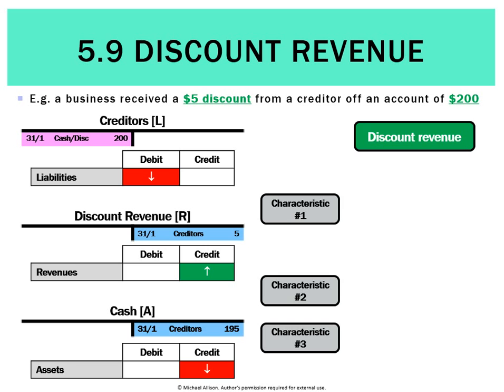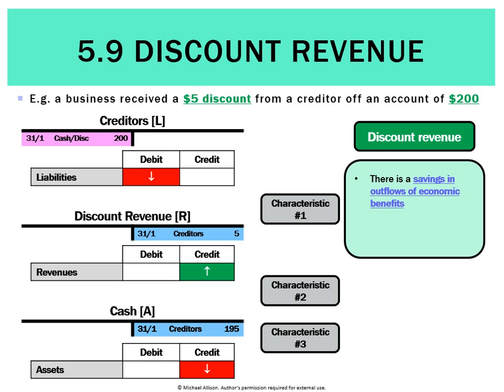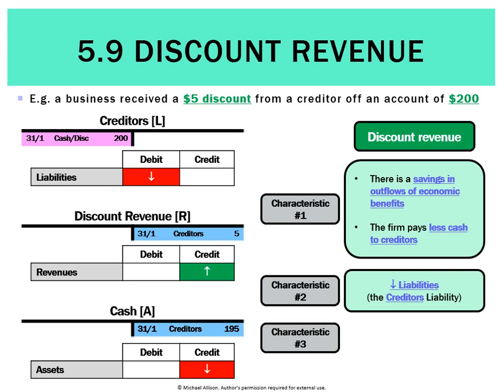Why is this revenue? It's a little bit different to a cash sale. It's not an inflow of economic benefits. The business is actually instead having a savings in outflows of economic benefits. What's the saving? The firm's paying less cash to its creditors. There's going to be a decrease in liabilities, not an increase in assets like with the previous example. What's happened with this one is the liability has gone down, in this case the creditor's liability, and overall there's been an increase in owner's equity.